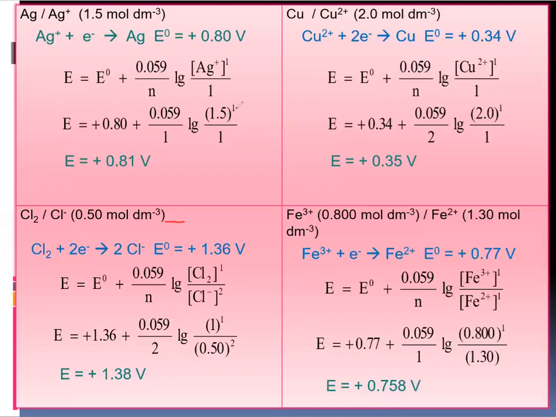Log 1.5 raised to power 1 divided by 1. So E will therefore be equal to 0.81 volts. Don't forget, you must solve your log first before you solve this. So you find the log of 1.5, multiply the value by 0.059 and add it to 0.80. You have 0.81 volts. You can see the value is still positive, which is what is expected.